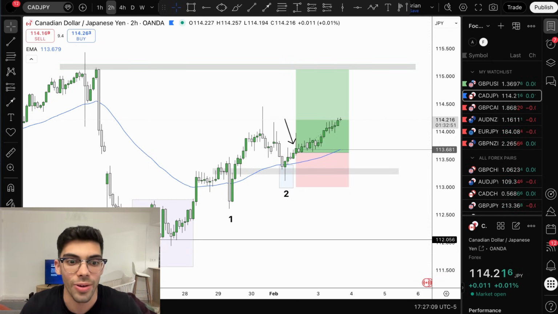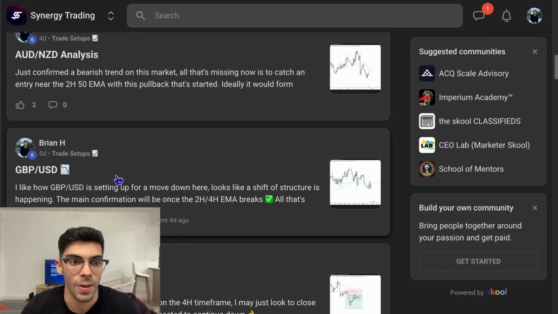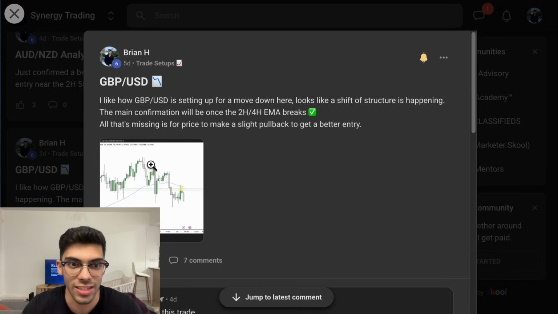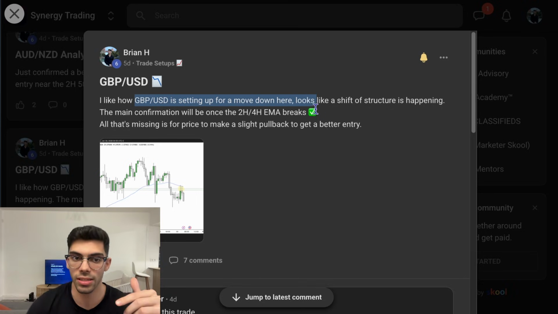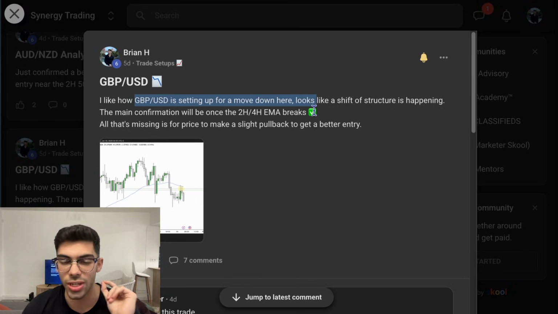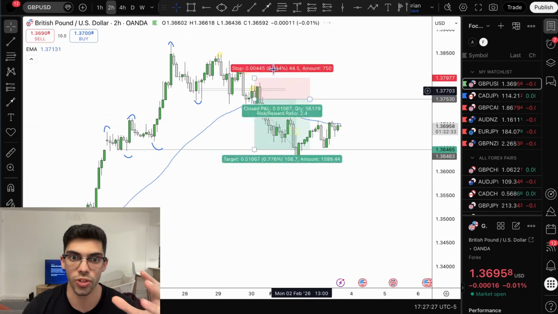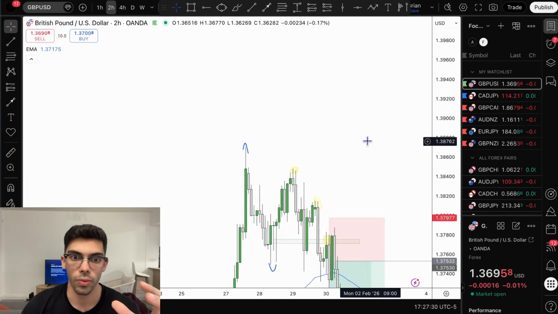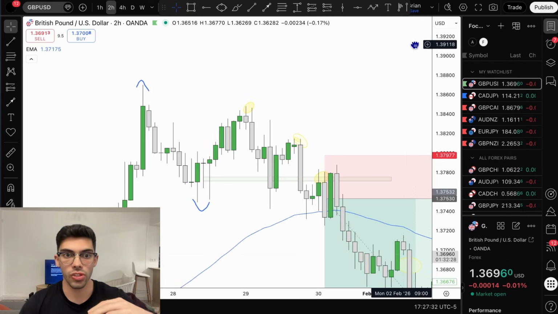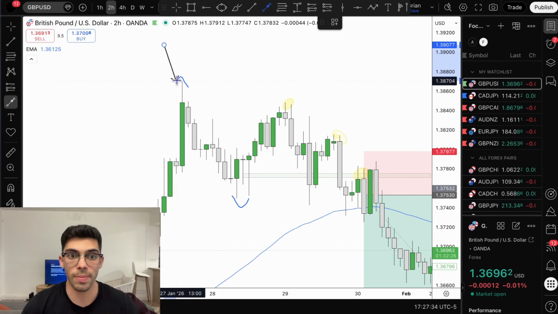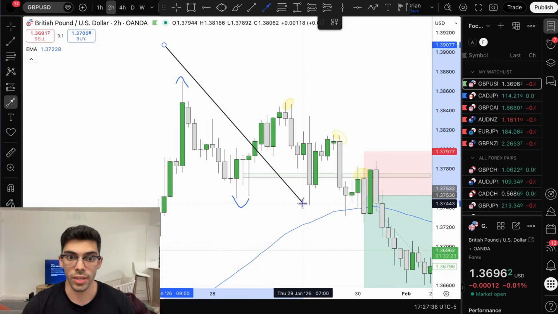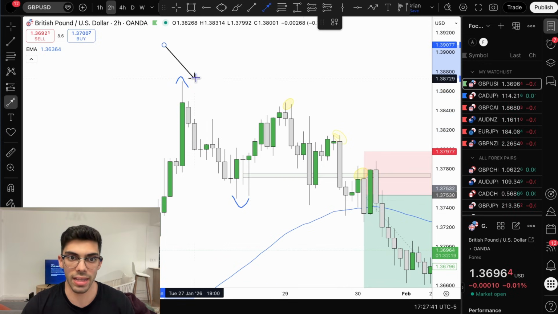Now on GBP USD, right here in my community, I talked about GU. I sent in, I like how GBP USD is setting up for a move down here. It looks like a shift of structure is happening. I noticed that the market started to shift structure with the formation of lower highs and the fact that it stopped making higher highs and higher lows. This right here is a lower low compared to this one, and this is obviously a lower high compared to this one.